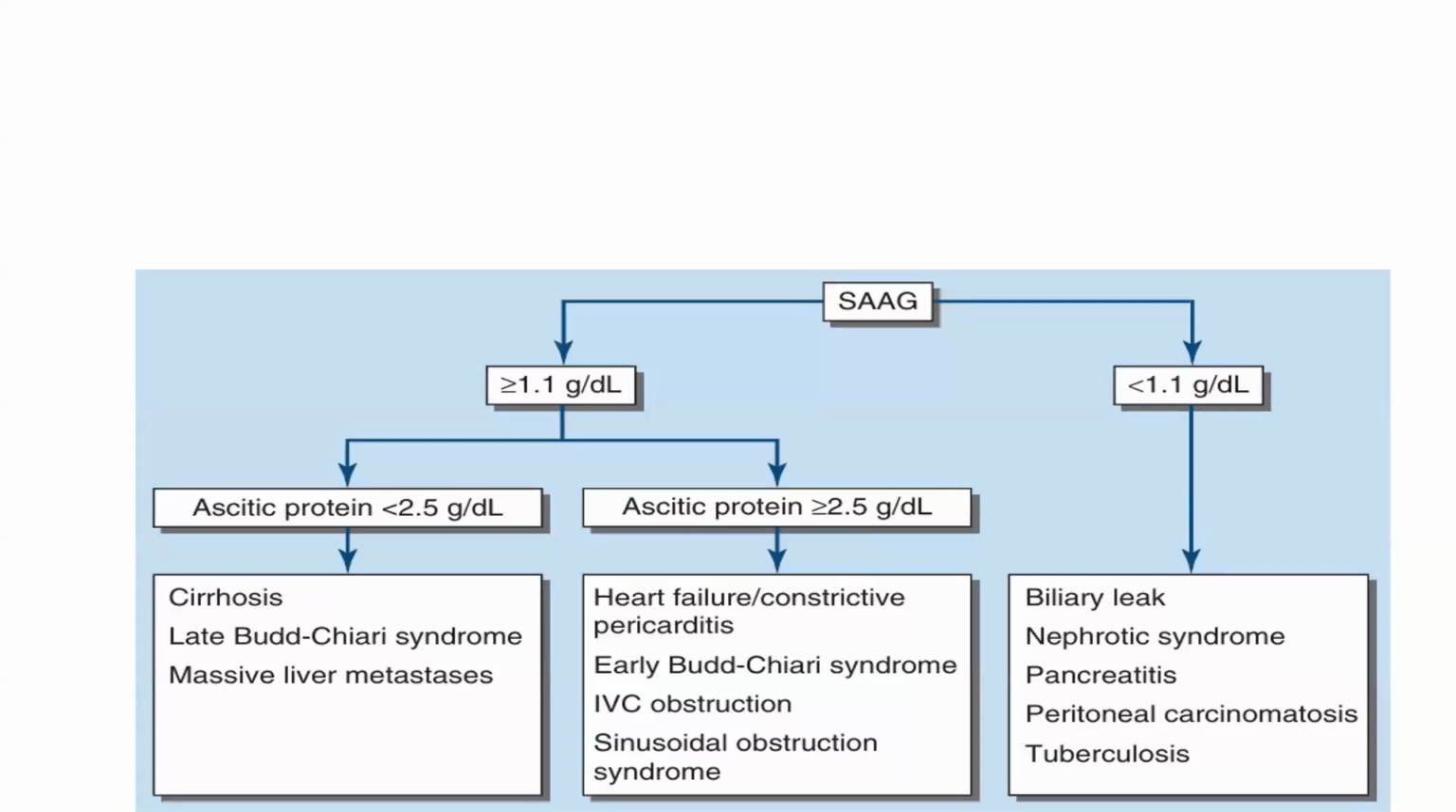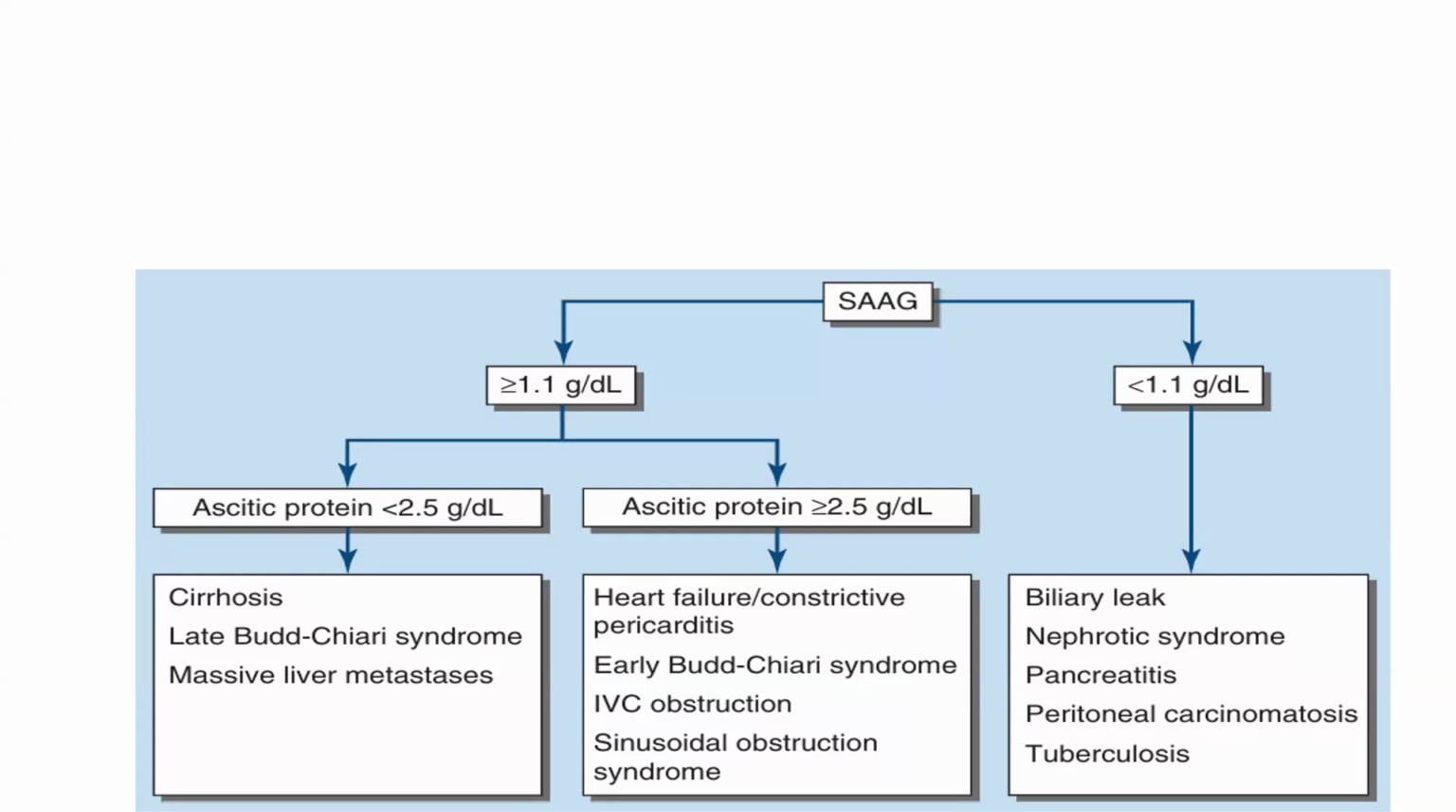For that, we need to see ascitic protein. If it is less than 2.5, that means there is damage in the portal venous tract, and the cause is straightforwardly liver. So it could be cirrhosis, it could be late Budd-Chiari syndrome, or it could be massive liver metastasis.